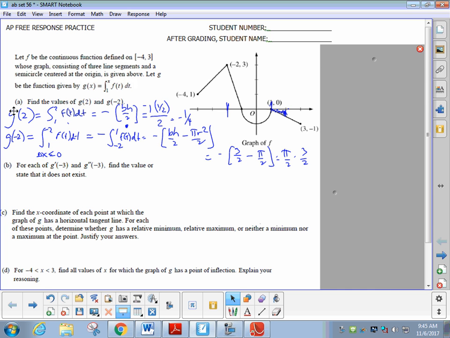Now then, here's your scoring. On the AP exam, this was a 2012 question 3. This is how they scored it. If you had G of 2 as negative 1/4, basically for the answer only, no work background to that. They don't necessarily have to. You don't necessarily have to show the upper limit being put in. It's just the answer, negative 1/4.